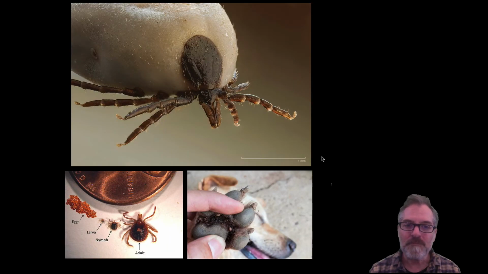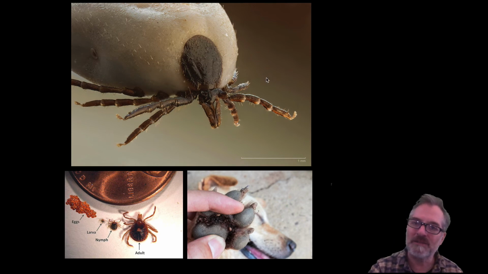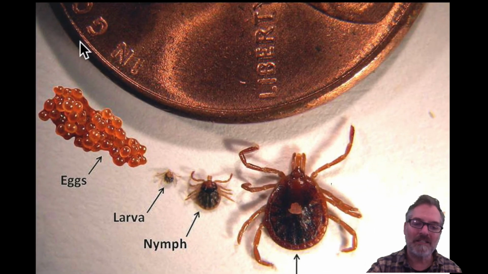So, a little research on ticks here. First, a tick is not an insect, but it's an arachnid. It's related to spiders and scorpions. It's got 8 legs: 1, 2, 3, 4, 5, 6, 7, 8. And it's got 4 stages of its life: the egg stage, the larval, the nymph, and then the adult tick stage.